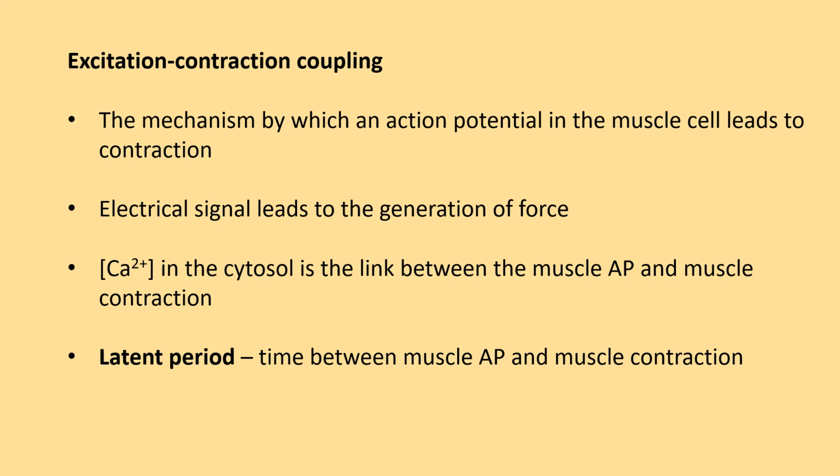And now we understand it, and we know that link between excitation of the plasma membrane and shortening of the cell. We know that link is calcium. Calcium gets released from the sarcoplasmic reticulum. It binds to troponin, and that is when the contraction cycle begins. So there's this time delay between excitation in the plasma membrane, the action potential, and the actual shortening of the cell. And that time delay is called the latent period.